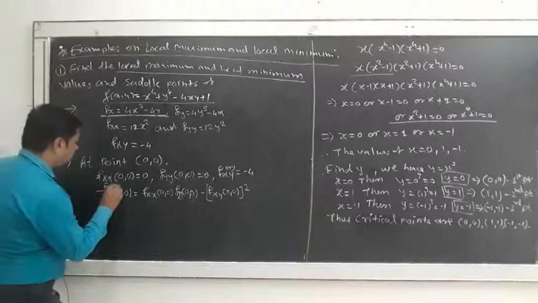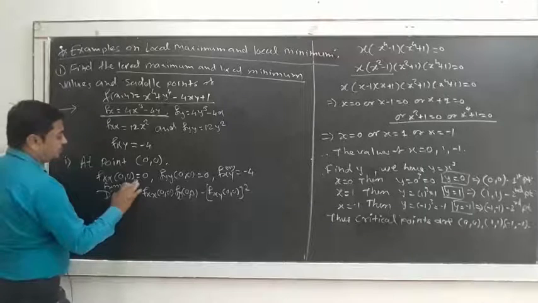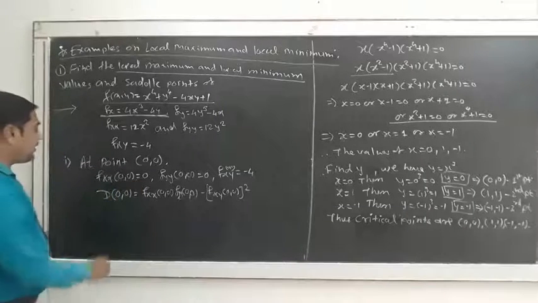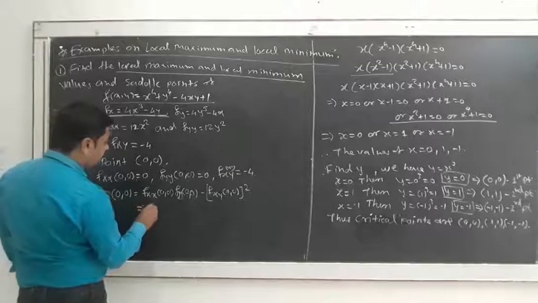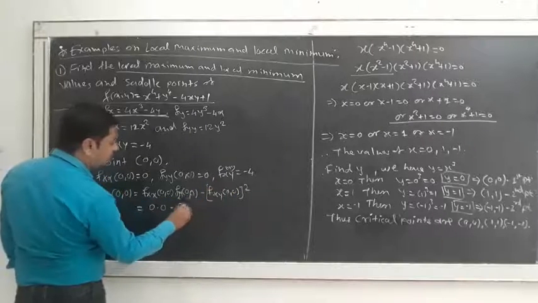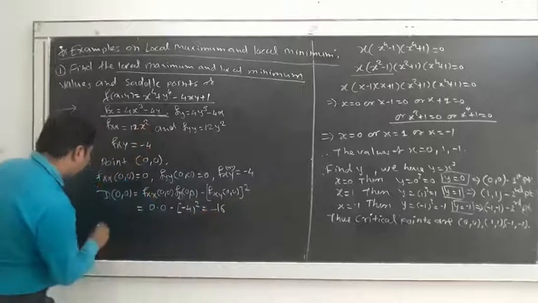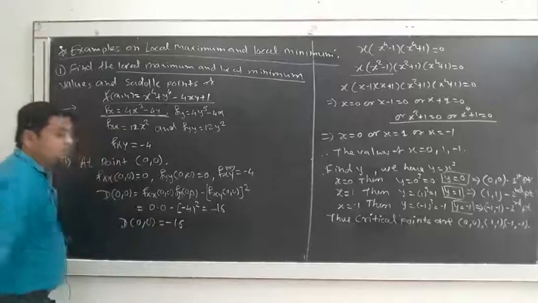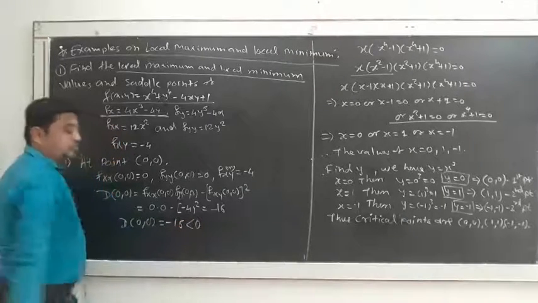So we can write from the second derivative test. What should be the answer here? fxx at (0, 0) times fyy at (0, 0) minus fxy squared, which is minus 4 squared, so it should be minus 16. And therefore we can write D(0, 0) is equal to minus 16, and it is less than 0.